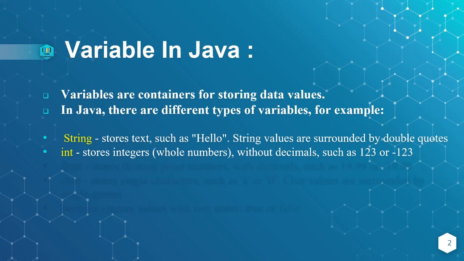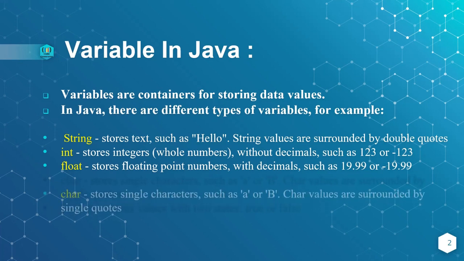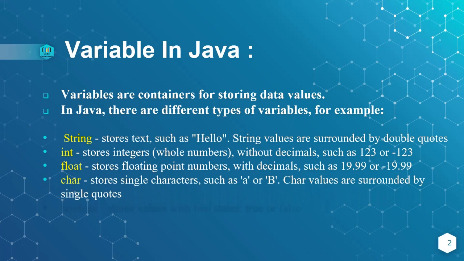But what if I want to store decimal values? For that, we have float or double. Float stores floating point numbers with decimal values, such as 19.99 or -19.99. The fourth one is char. It stores single characters, such as 'A' or 'B'. Char values are surrounded by single quotes.